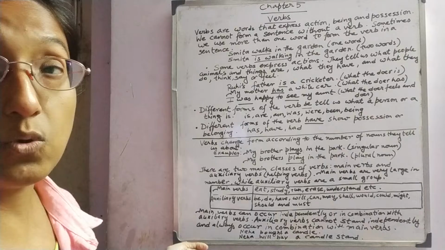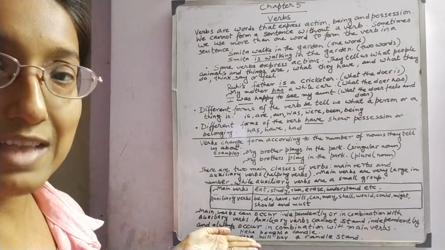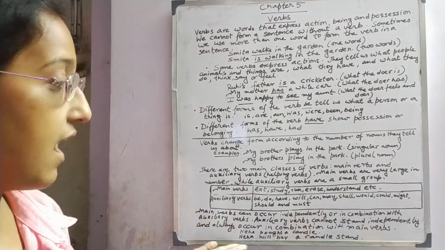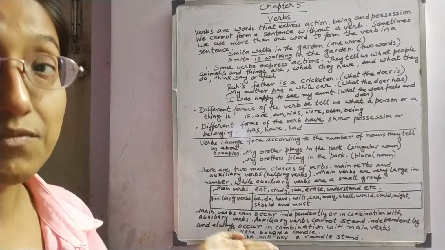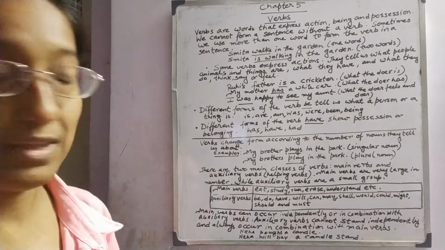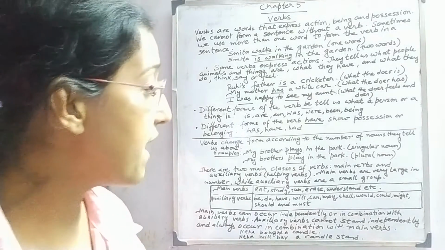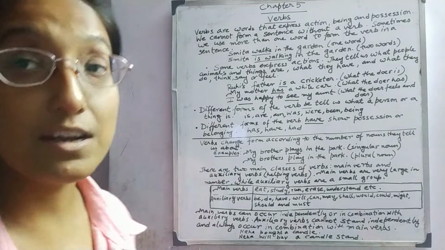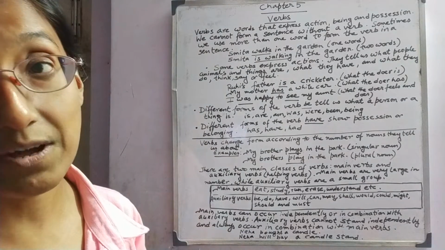Now, we will look at two examples. Let us look at the examples. Neha bought a candle. So here the verb is bought and it is the main verb. Let's look at the next example. Neha will buy a candle. Here will is the helping verb and buy is the main verb.